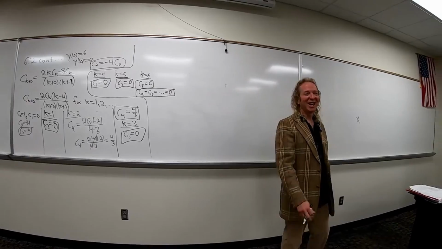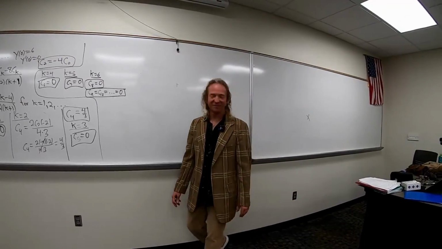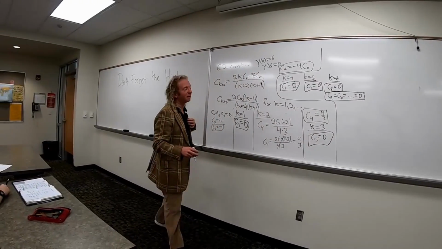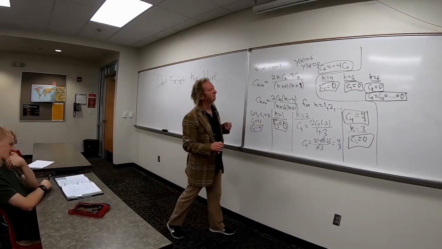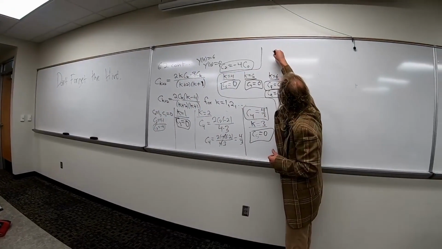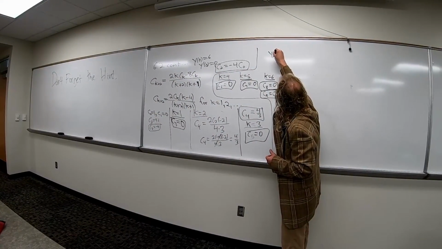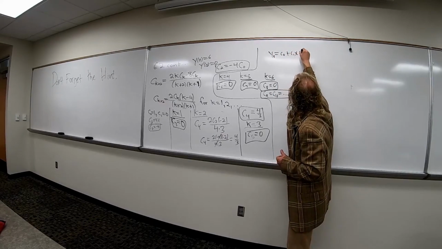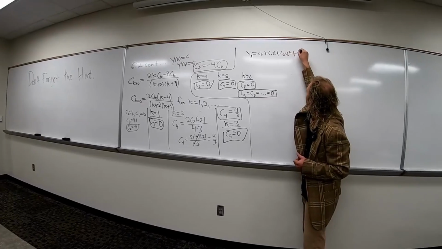Any questions? So we're doing this for Y1. So now we're going to write down Y1. Well, you call this the indirect approach. So Y1 is equal to C0 plus C1x, because we basically just made this up.